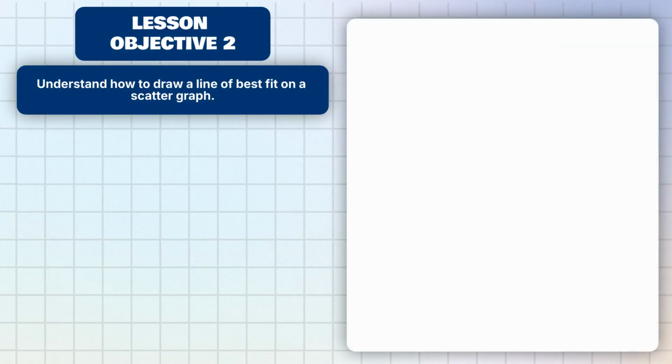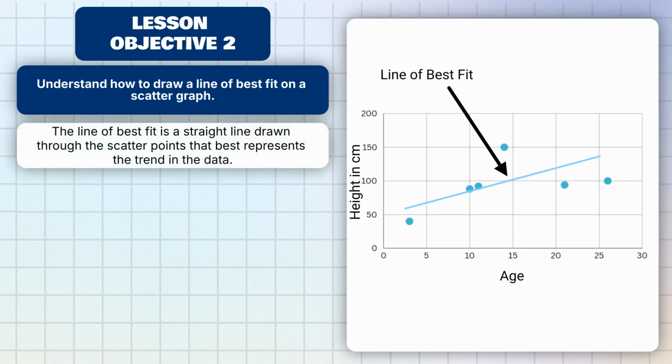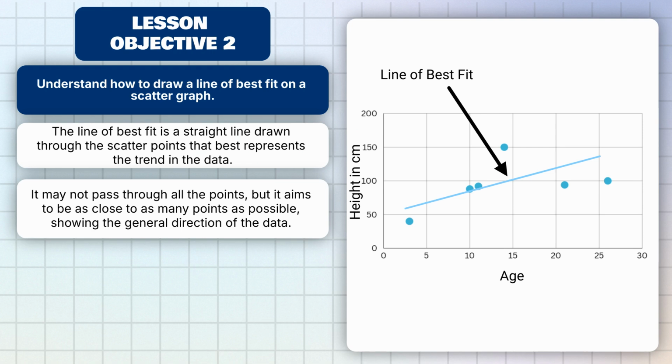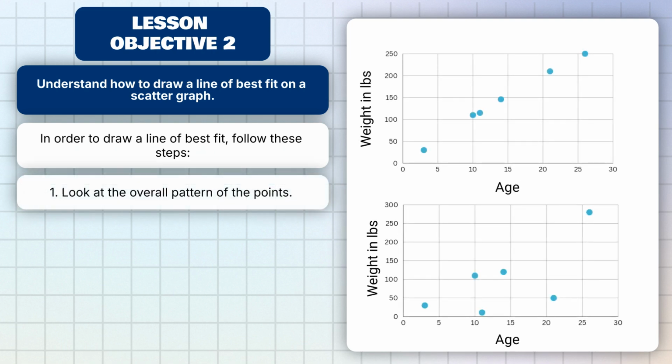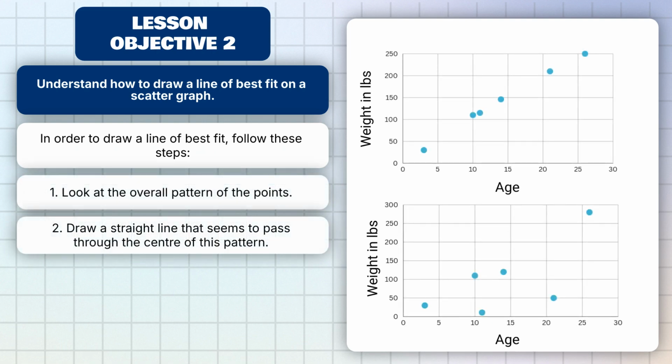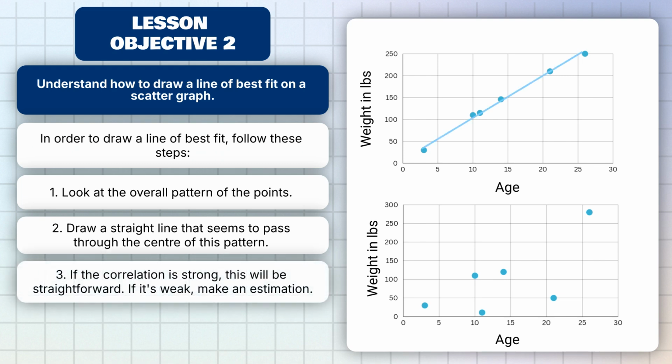Now let's move on to lines of best fit. The line of best fit is a straight line drawn through the scatter points that best represents the trend in the data. It may not pass through all the points, but it aims to be as close to as many points as possible, showing the general direction of the data. In order to draw a line of best fit, follow these steps. Look at the overall pattern of the points. Then, draw a straight line that seems to pass through the center of this pattern. If the correlation is strong, this will be straightforward. If it's weak, it may be more difficult, but you can still make an estimation.